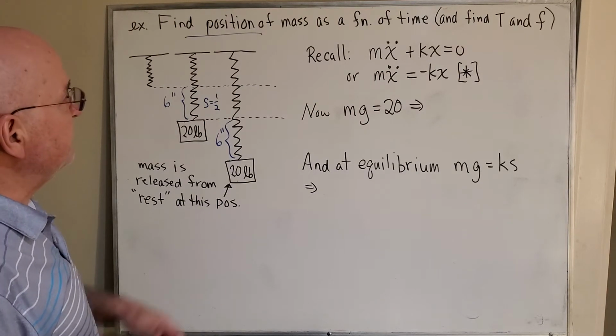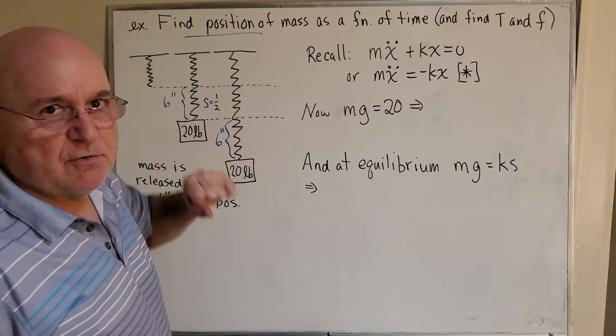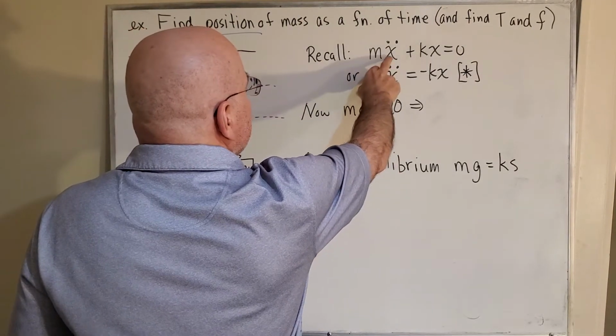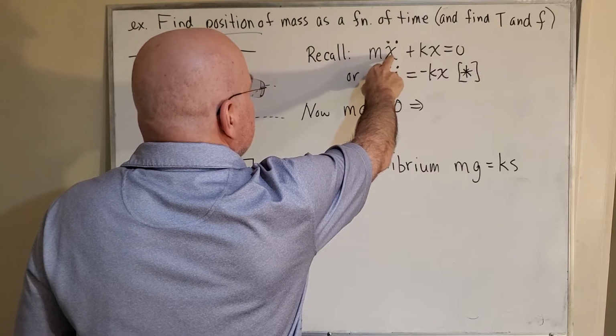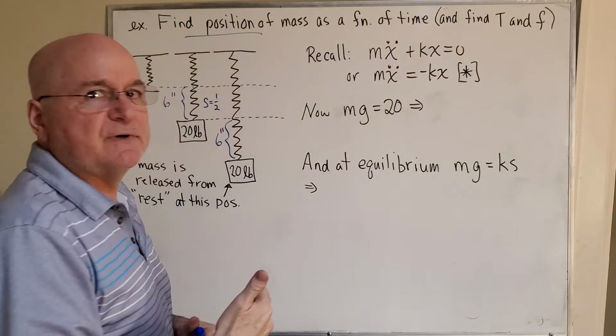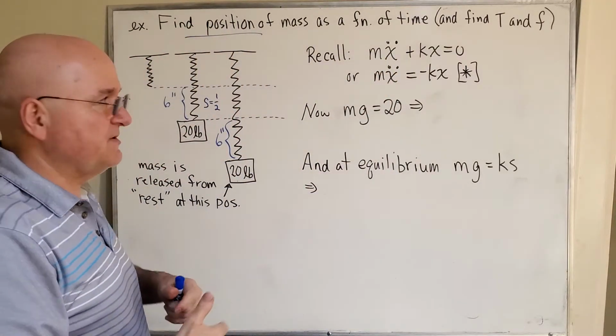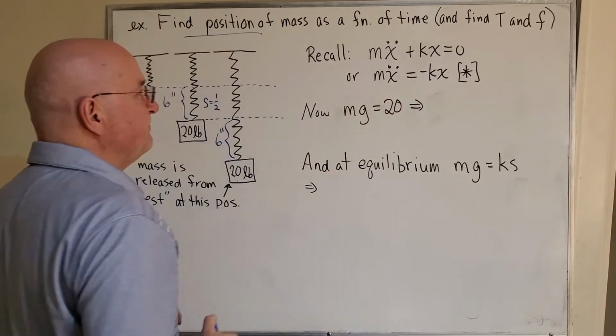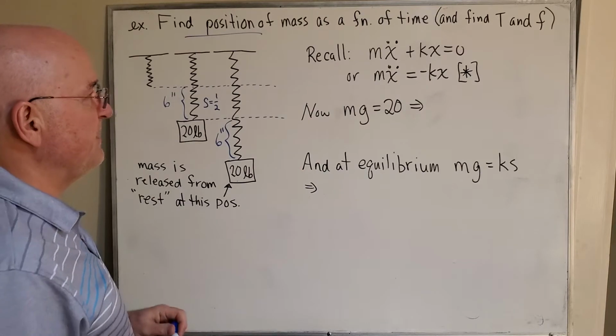All right, well, let's see. Recall that we know this equation from a couple of videos, actually. m times d squared x dt squared, the second derivative of x position with respect to time, plus kx is equal to 0, or we could write it like this, and I put a star by that to name that equation.